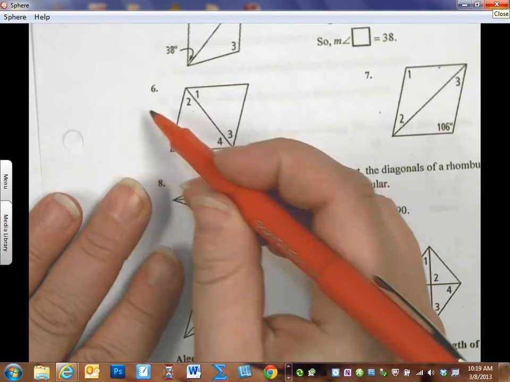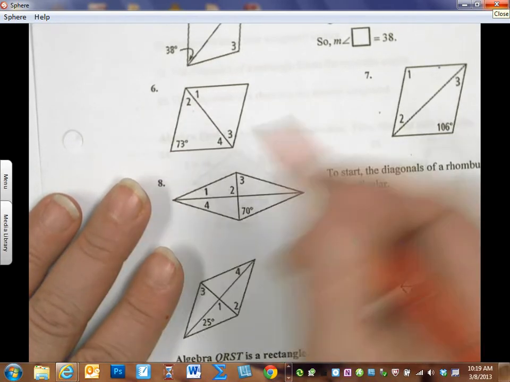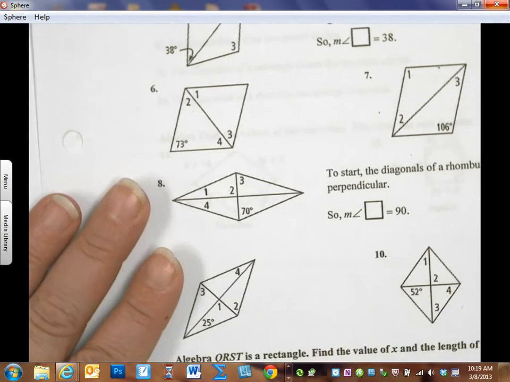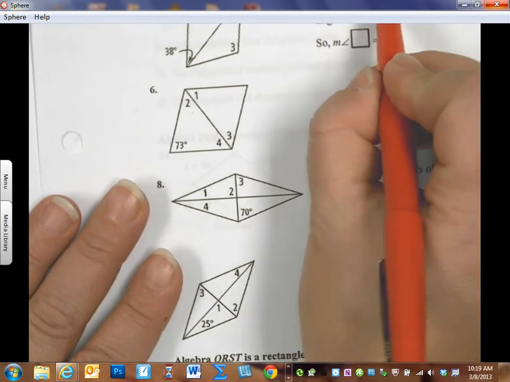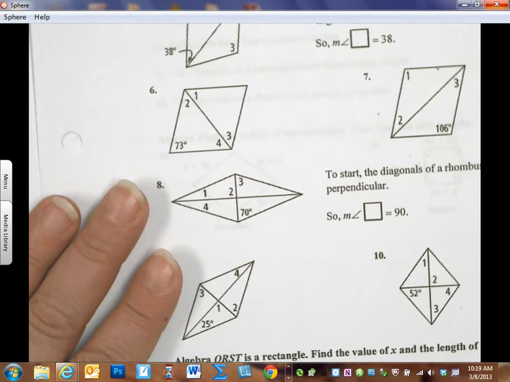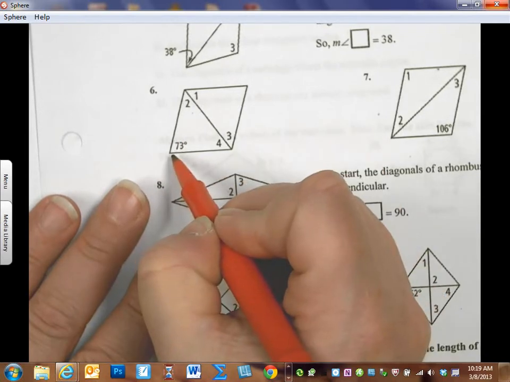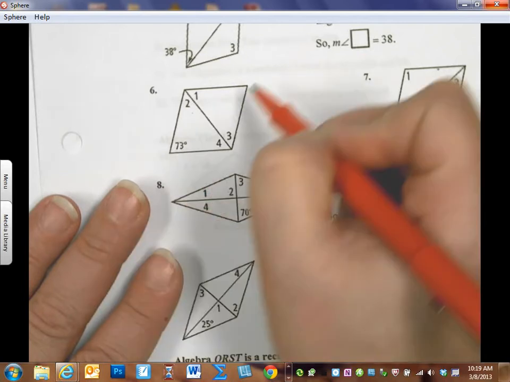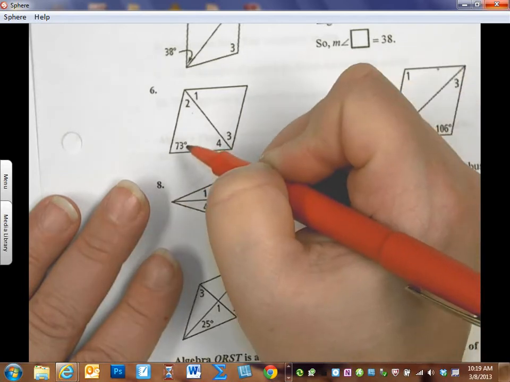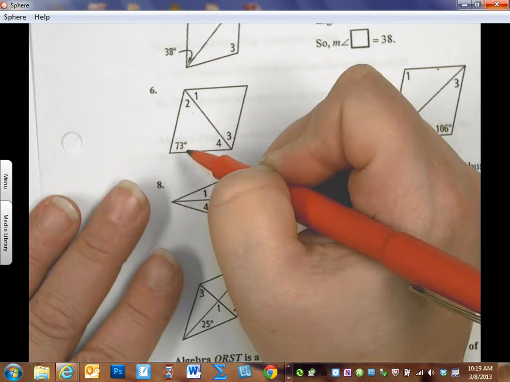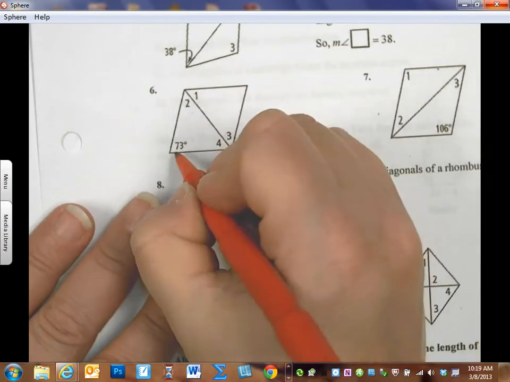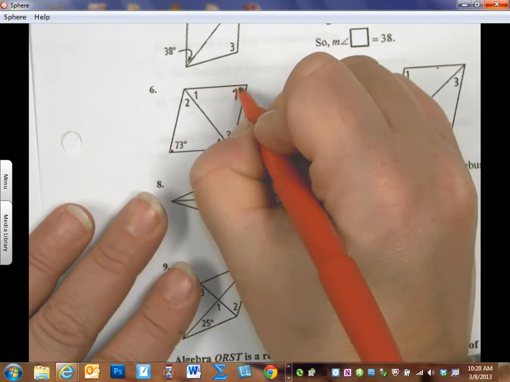In number 6, what do I have going on? They want me to tell them all these different angles. But I know that it's a rhombus. If this angle is 73, now think parallelogram, opposite angles are congruent in a parallelogram. Is a rhombus a parallelogram? Yeah, it is. So these angles are congruent, which makes this angle 73 too.